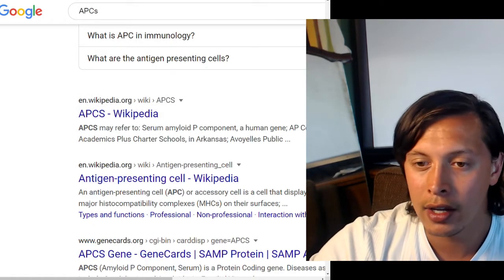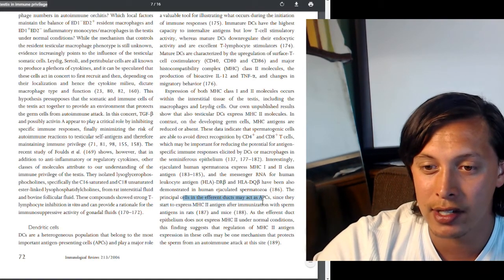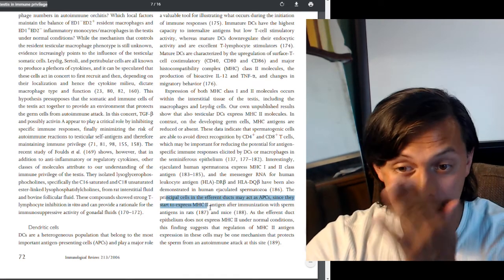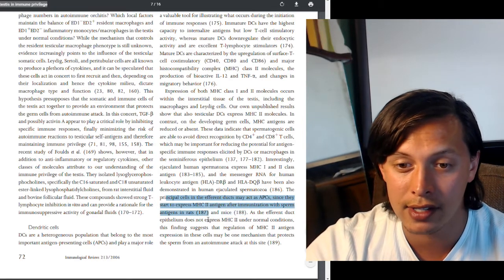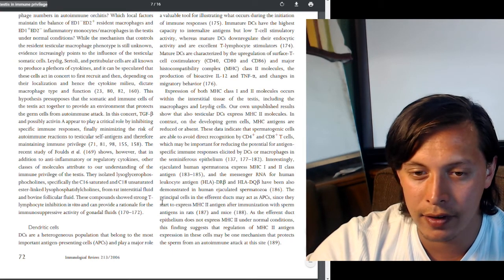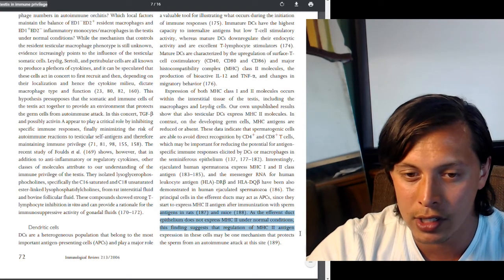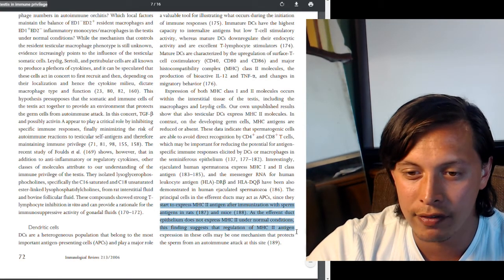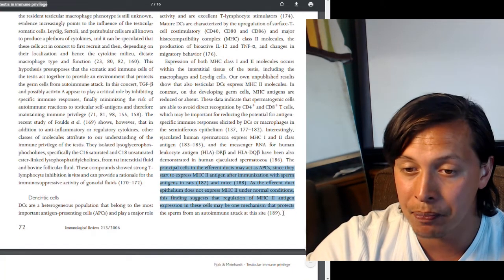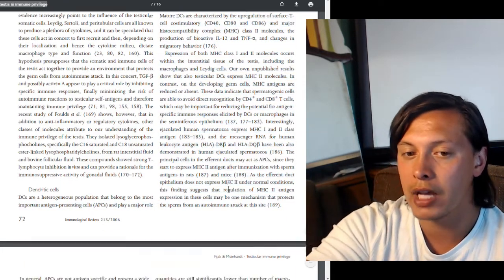Oh, antigen-presenting cells. Okay. So the principal cells in the afferent ducts may act as antigen-presenting cells since they start to express major histocompatibility complex 2 antigen after immunization with sperm antigens in rats and mice. As the afferent duct epithelium does not express major histocompatibility complex 2 under normal conditions, this finding suggests that regulation of MHC2 antigen expression in these cells may be one mechanism that protects the sperm from an autoimmune attack at this site. Okay, interesting.